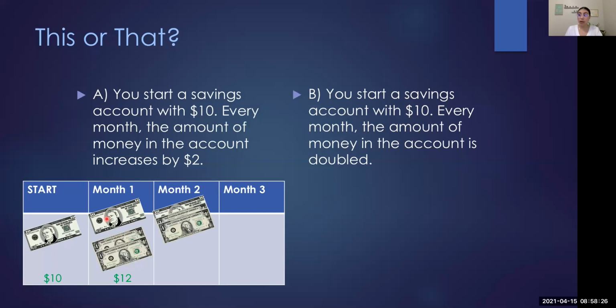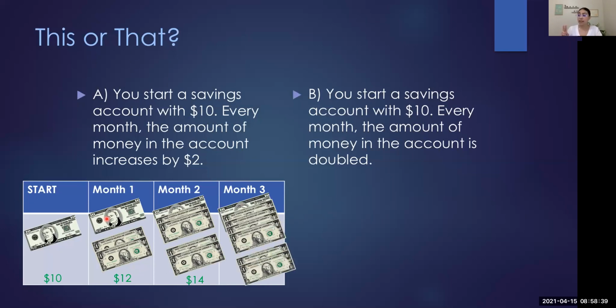Month 2, you have those $12, and now you're getting 2 more again. So that's 14. The third month, we have those $14, but it goes up by $2 again. So now we have 16. So take a good look at this, the values of what is going on with your savings account: 10, 12, 14, 16. We notice, hey, my money's growing. That's a good thing. Otherwise, what's the point of a savings account?